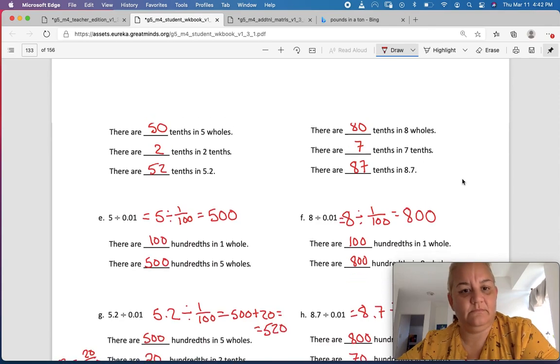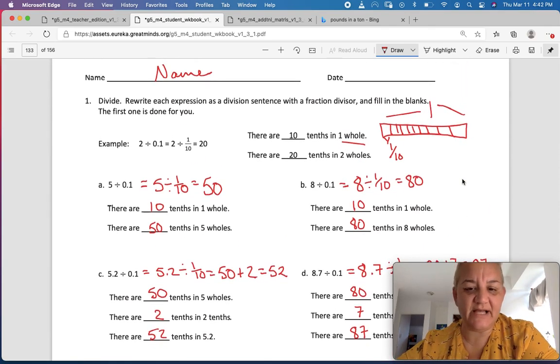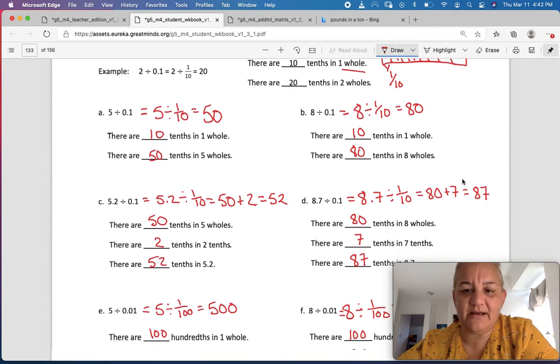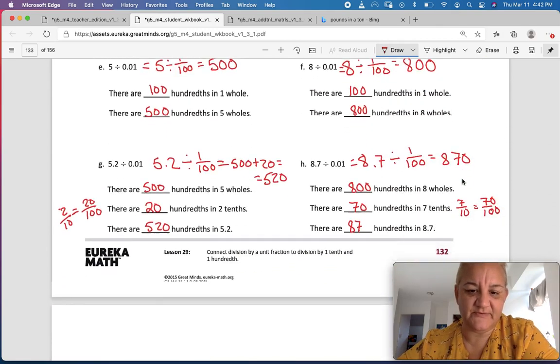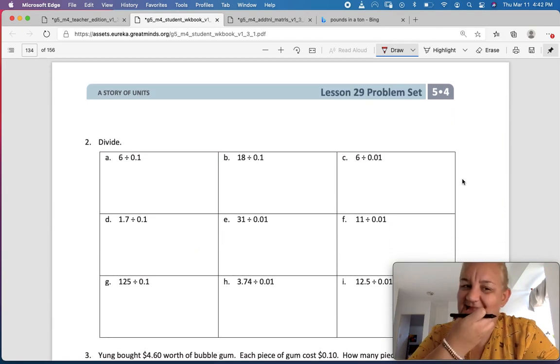Okay. This is not too complicated. We're just practicing what we've done, and we're just thinking about it in different ways. So let's move on to the next page. You've got this? All right.